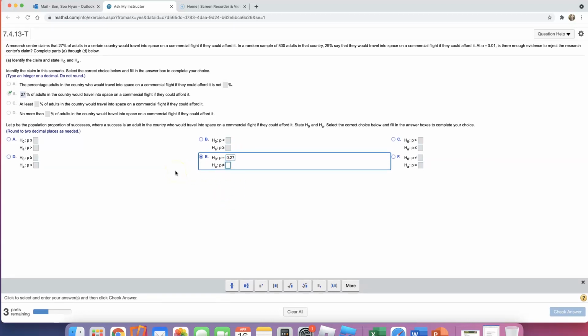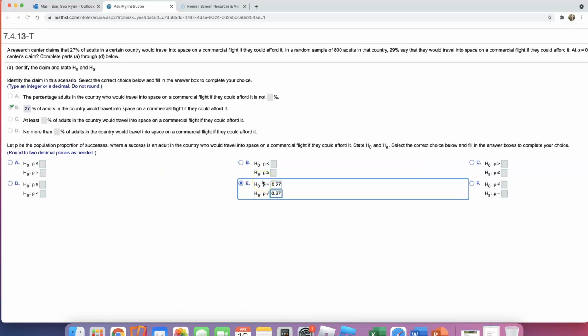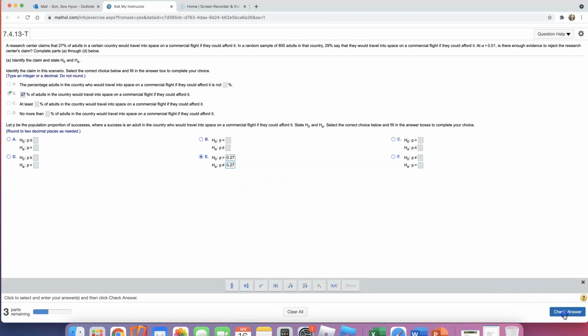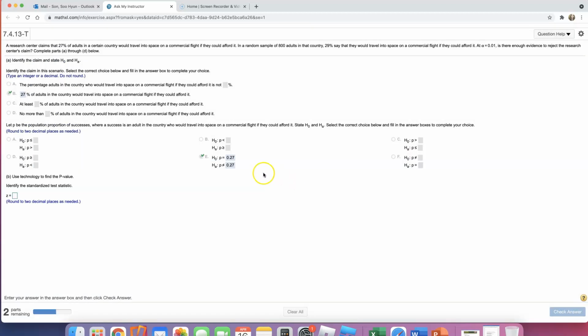But when I read this problem, they didn't say they believe that it is greater than 27% or less than 27%, so I'm just going to go with the two-sided test. So make the null equal to 0.27 and the alternative not equal to 0.27. When Jenny emailed me, I saw that she got these parts already, but this is the part that she wanted to ask about.